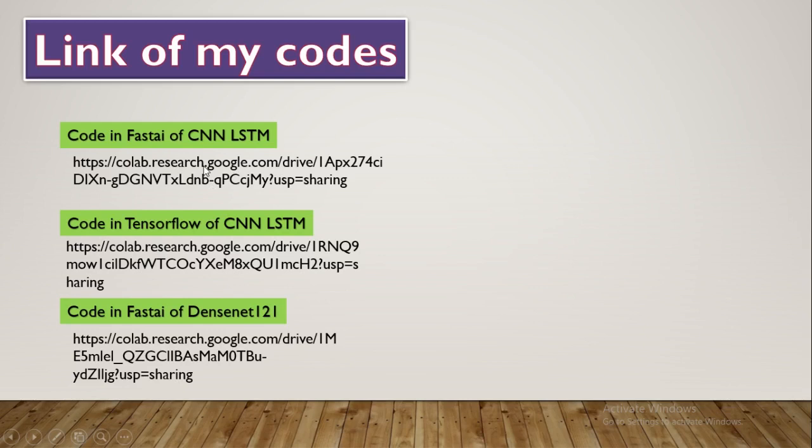In fast AI, I implemented CNN and LSTM because I was getting poor accuracy, 66% in TensorFlow. And in fast AI also I got about the same, 64% accuracy. So I had to decline that particular model and go for DenseNet 121, and that I implemented on fast AI. You can check it out.